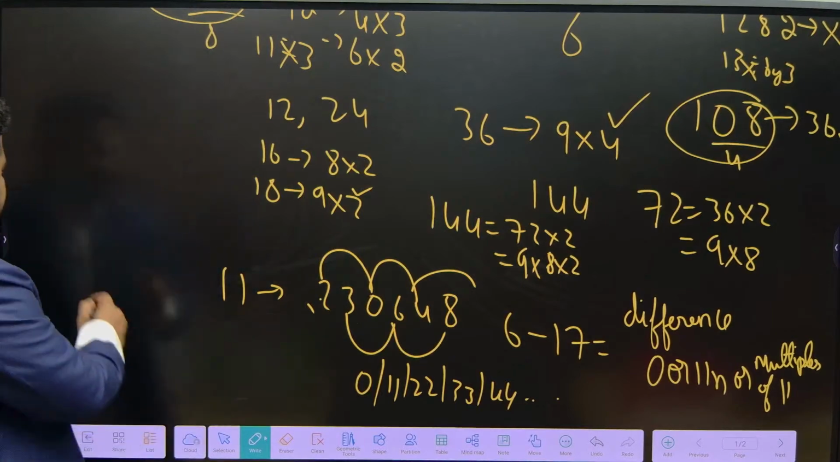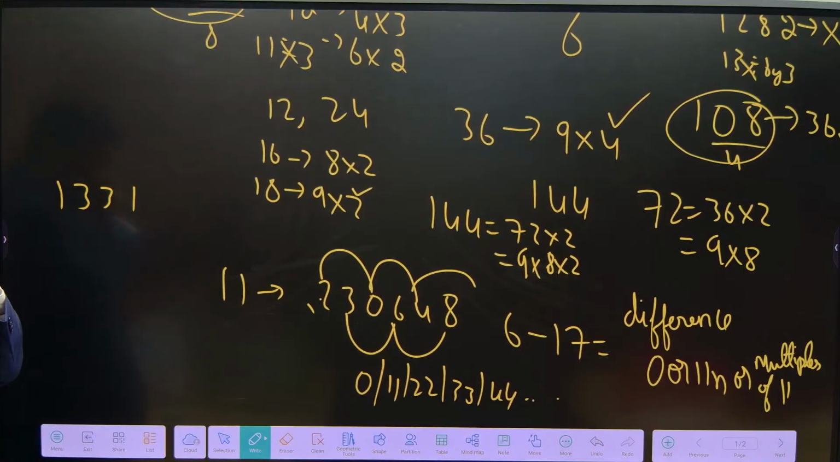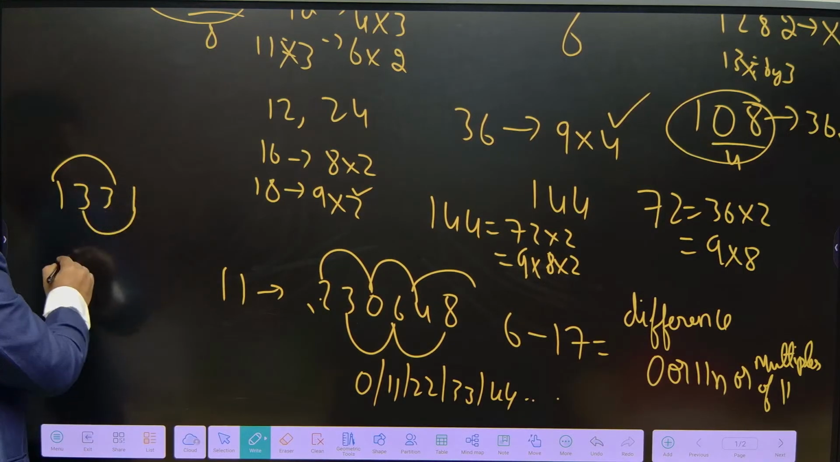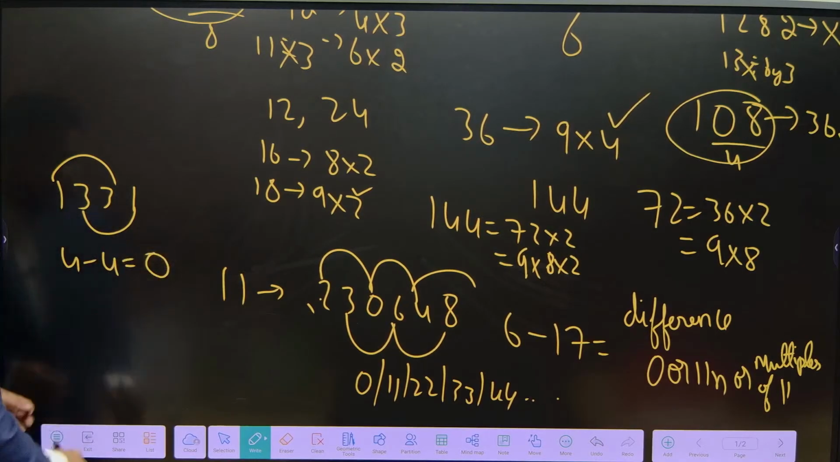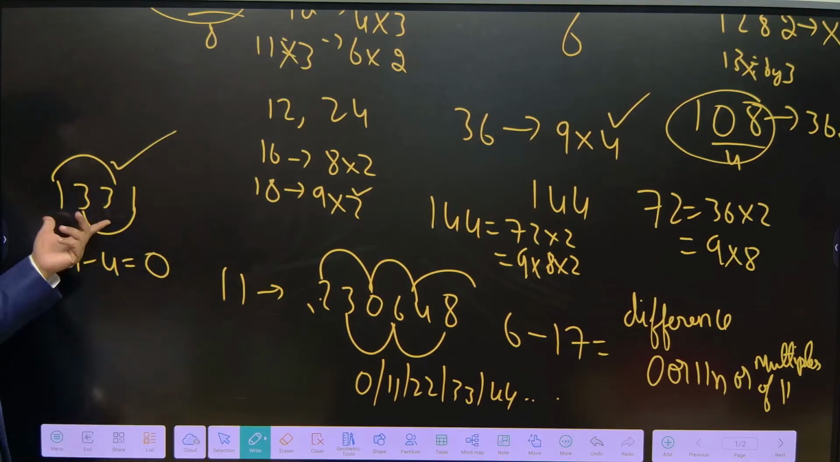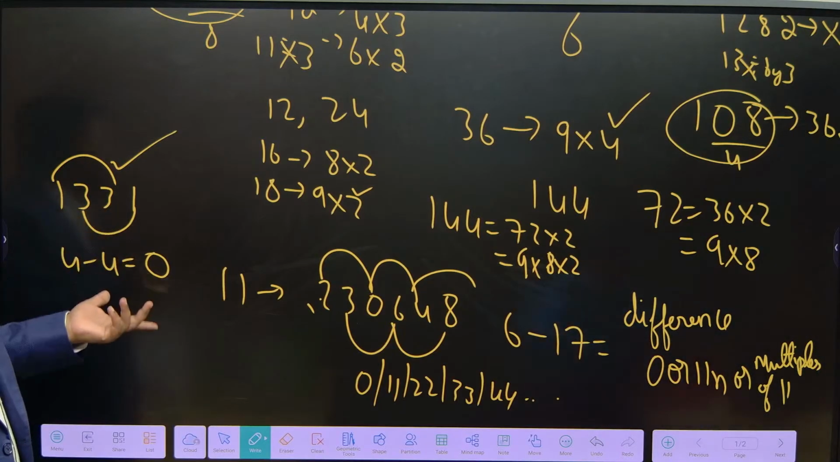Suppose I take the example. See here, alternate numbers. So 1 plus 3 is what? 4. 1 plus 3 is what? 4. 4 minus 4 is 0. So I am getting the difference as 0. So definitely this entire thing is divisible by 11. Like this, alternate numbers you have to check.